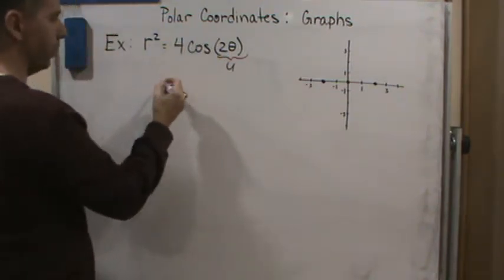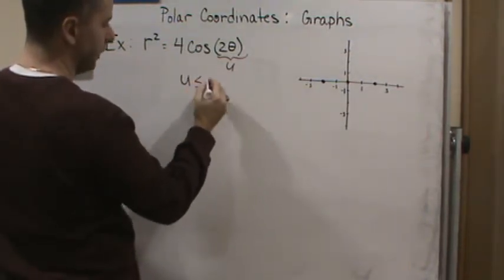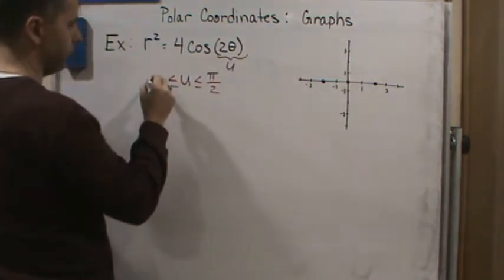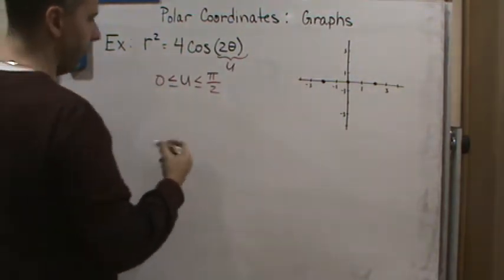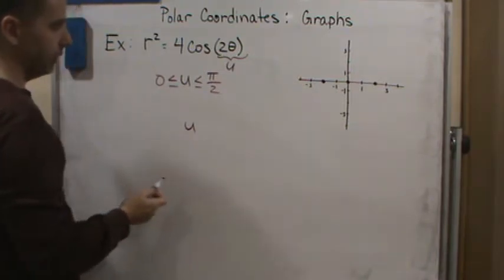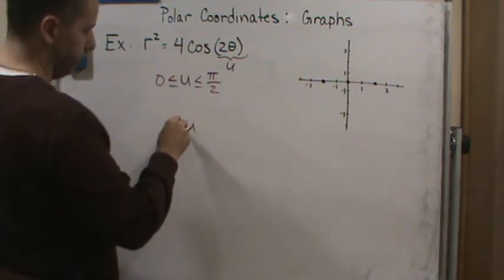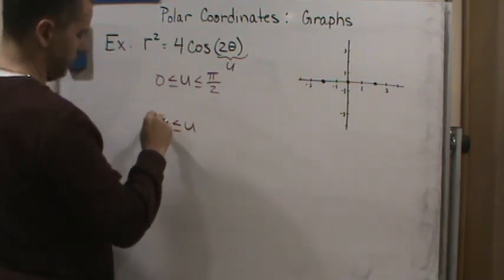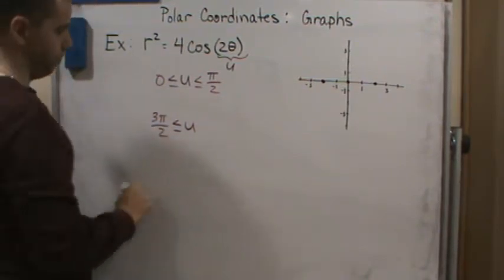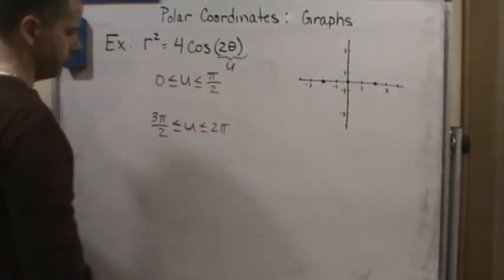So that means that this angle U is going to have to be less than or equal to pi over 2 and greater than or equal to 0, right? And also, U can be here, right? If we go from 3 pi over 2 to 2 pi.